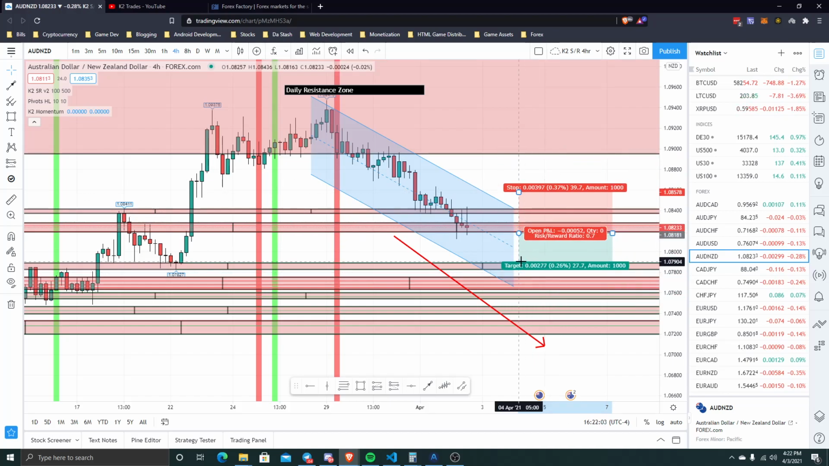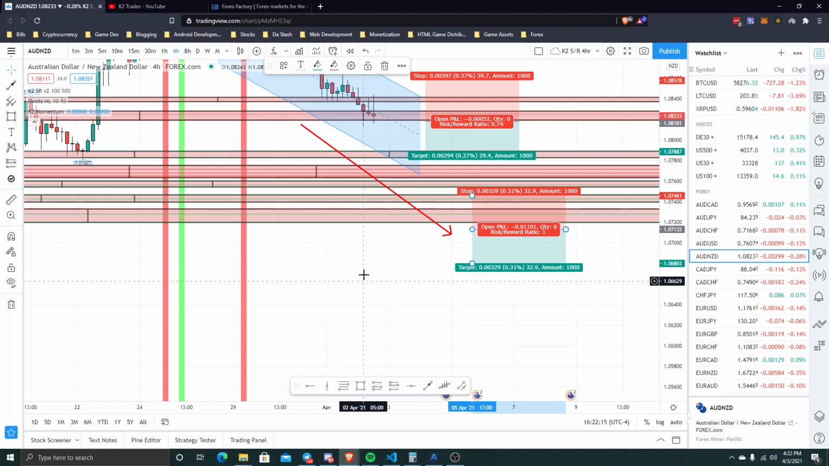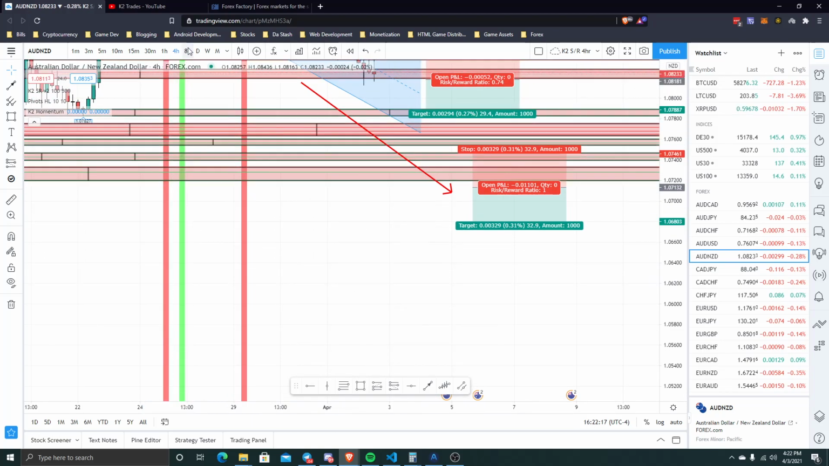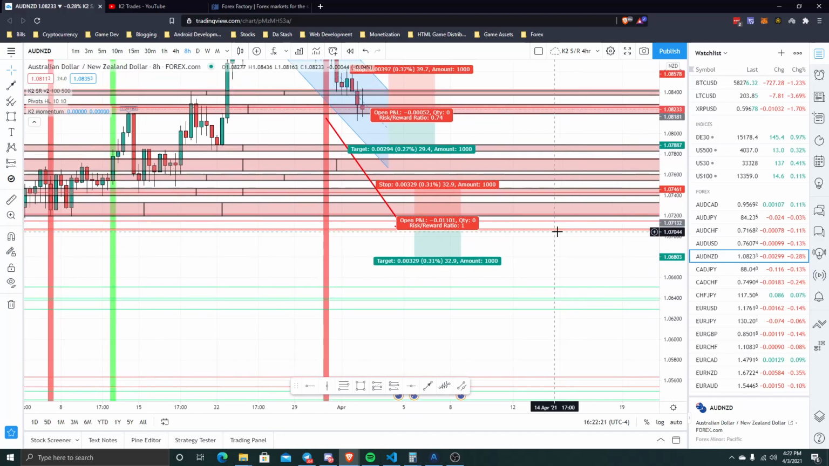I'll take that little 30 pip move right here. And I won't take another trade with AUD NZD until it reaches below this zone here. And let me see if there are any zones on the higher time frames here. In fact, there's a little blockage right there.